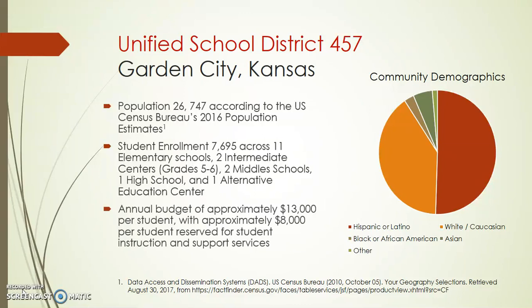Our annual school budget is approximately $13,000 per student, with approximately $8,000 of that spent on student instruction and support services. I should note that a fair amount, larger than I expected, of our annual budget goes to capital projects. We have a brand new high school, and we spend a fair amount of money refitting buildings and keeping them maintained based on the age of our buildings here in Garden City.